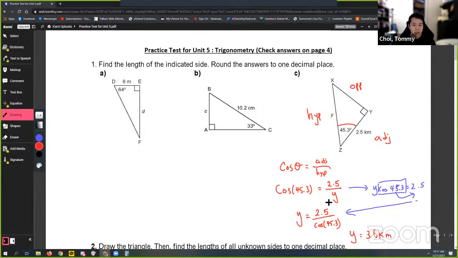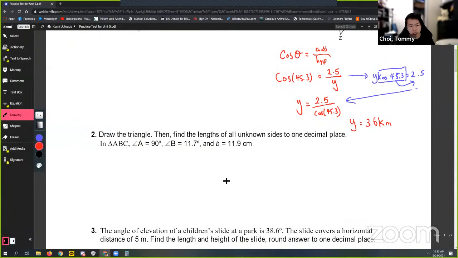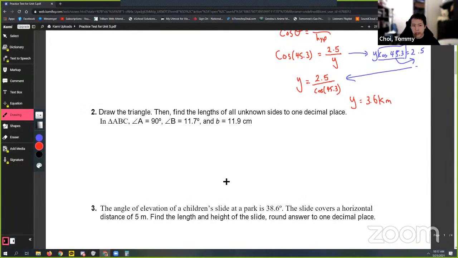Okay. So I'm glad that helped clarify some concepts here. Question 2 was the next one. Draw the triangle, then find the lengths of all unknown sides to 1 decimal place. And then it says angle A is 90, angle B is 11.7, and side B is 11.9.